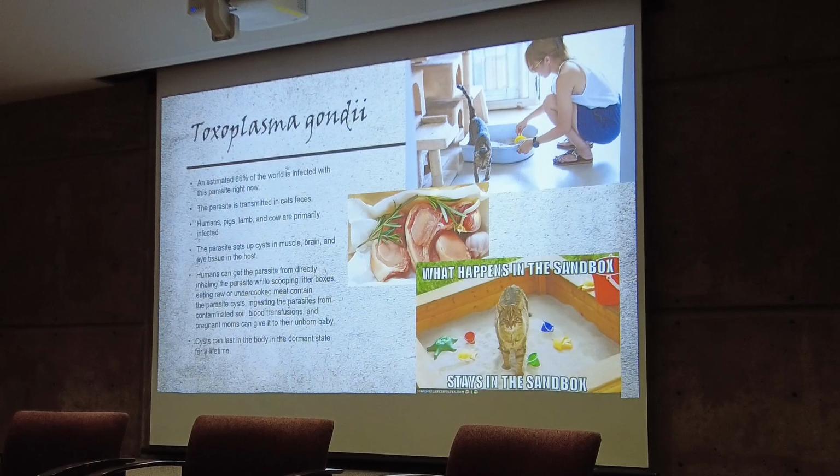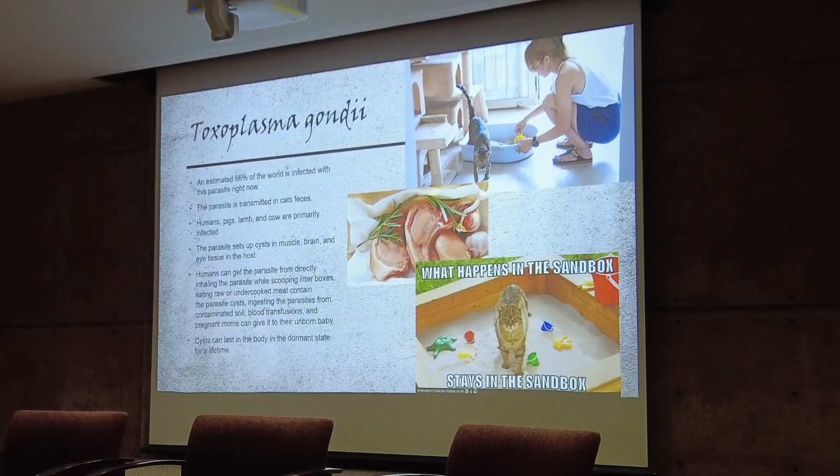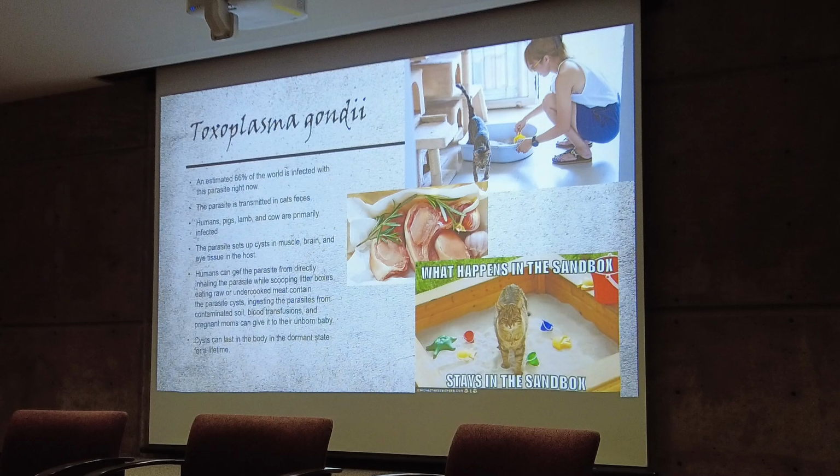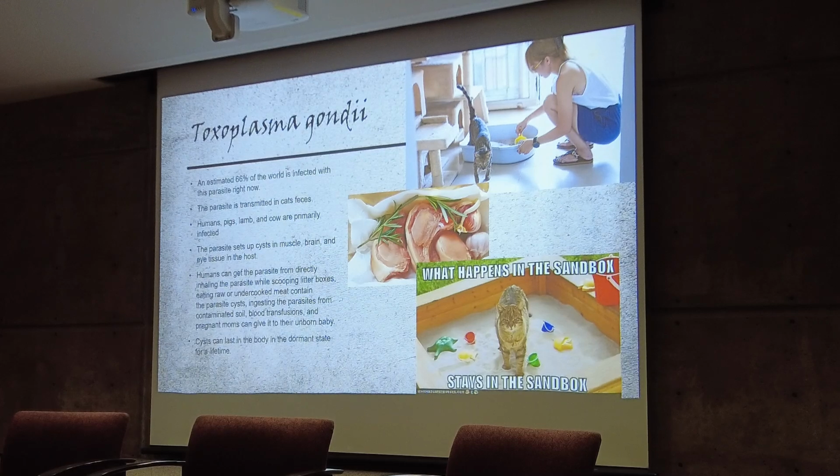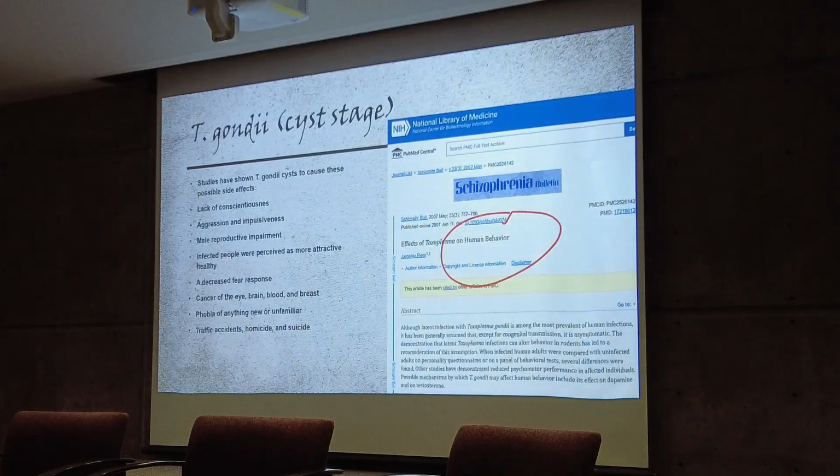Humans, pigs, lamb, and cow are primarily infected. The parasite sets up cysts in muscle, brain, and eye tissue in the host. Humans can get the parasite from directly inhaling the parasite while scooping litter boxes, eating raw or undercooked meat that contains the parasite cyst, ingesting the parasites from contaminated soil, blood transfusions, and pregnant moms can give it to their unborn babies. Cysts can last in the body in the dormant state in your entire lifetime. It stays in the body forever, unless you get rid of it.